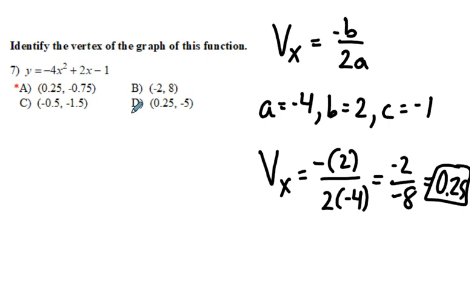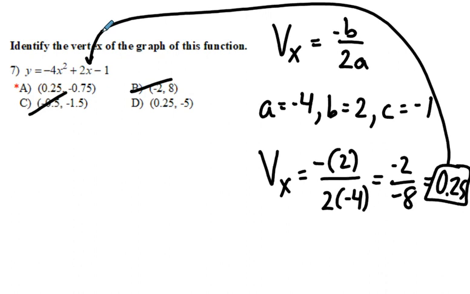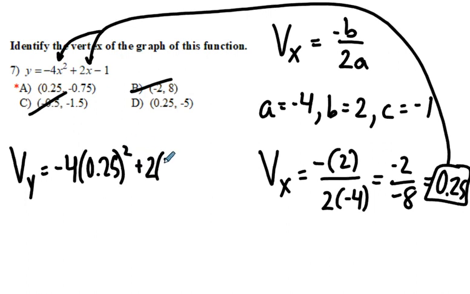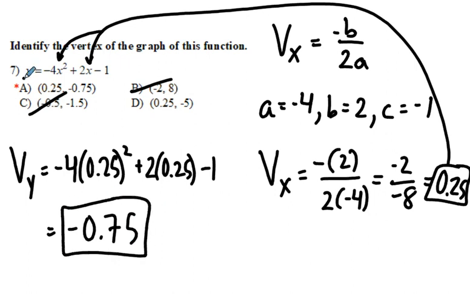It is either A or it is D. It is not C or B, because both of these have a vertex x-coordinate that is not equal to 0.25. How do I find the y-coordinate? I'm going to take 0.25 and substitute it in for x in my equation. So my vertex's y-coordinate is negative 4 times 0.25 squared plus 2 times 0.25 minus 1. And when I run that, I'm going to find it's negative 3/4. We did this by storing the value in the calculator. So 7 is A.